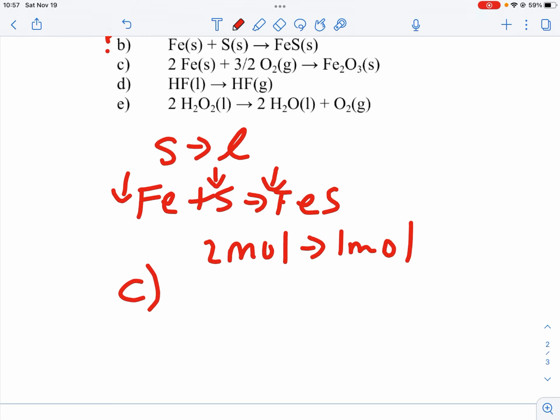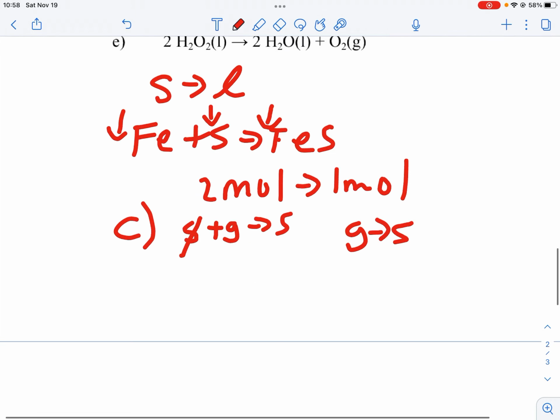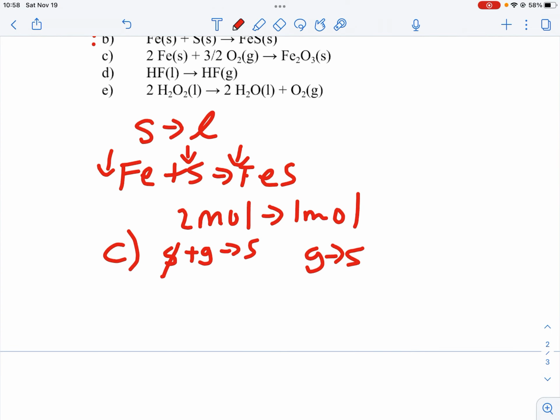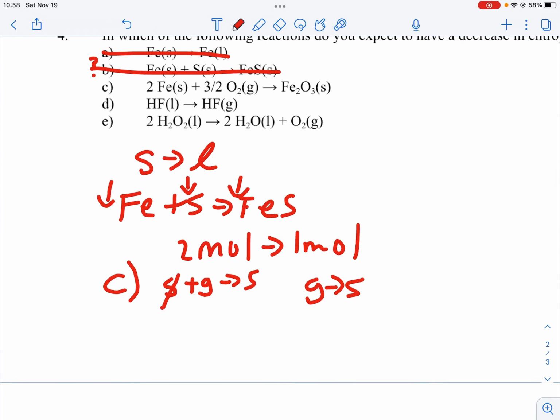Option C, 2 iron plus 3/2 oxygen reacts to make Fe2O3. This is just another phase change one. We're going from solid plus gas to solid. You could just cancel the first solid because all that matters is the gas. So if we're going from a gas to a solid, that means a ton more order. And we can easily cross out B because the phase change has more impact on the order than a mole change. That is just something you have to know.